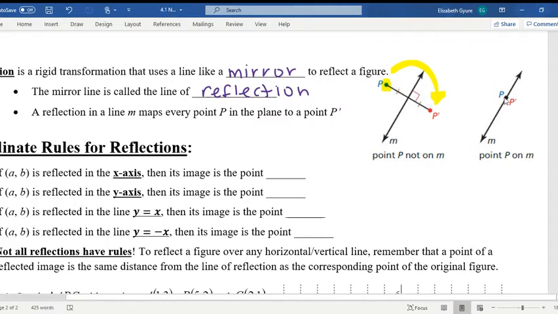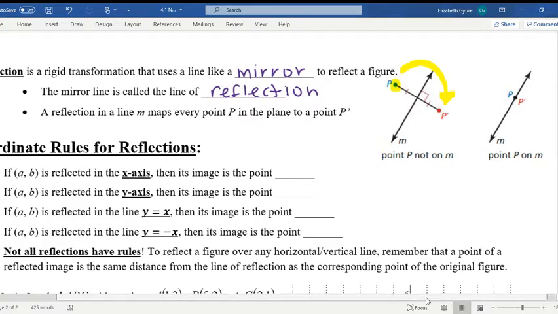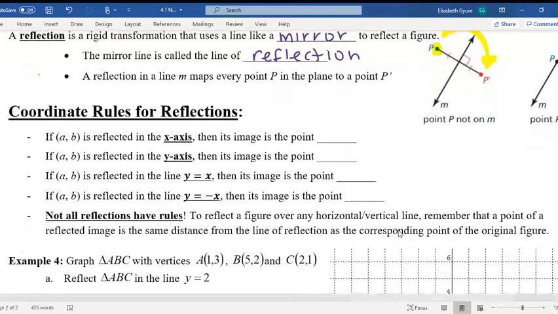Occasionally, you'll have a point that's actually on the line of reflection. It won't go anywhere then, okay? It's like it's sitting on that mirror. It can't go anywhere. This is where we have some rules we get to apply.